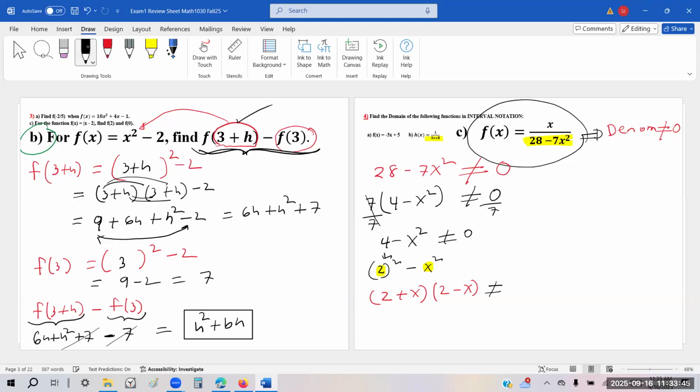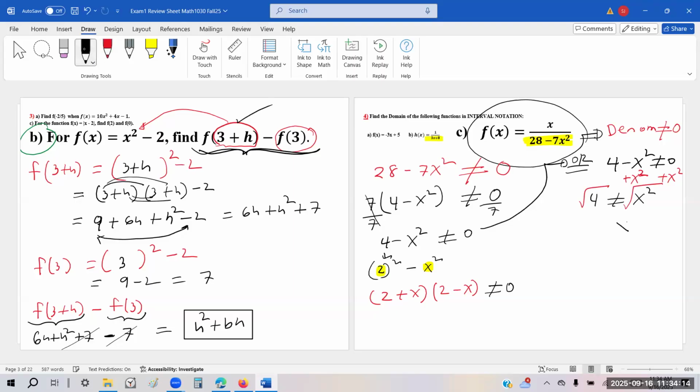And this thing cannot be 0. But if you forget the factoring, no problem. You can do this. Or we have 4 minus x squared cannot be 0. You can add x squared to both sides. So you get 4 cannot be x squared. And then how can you get rid of the square? Square root.